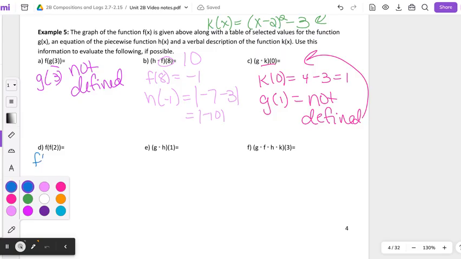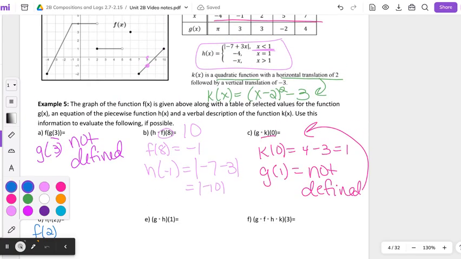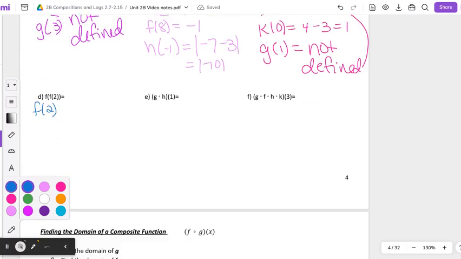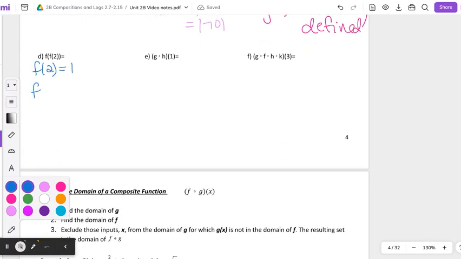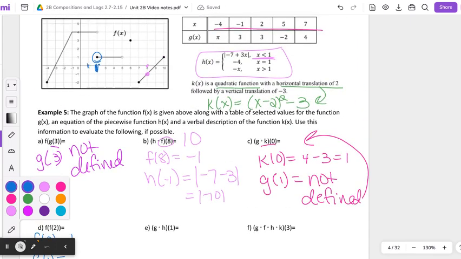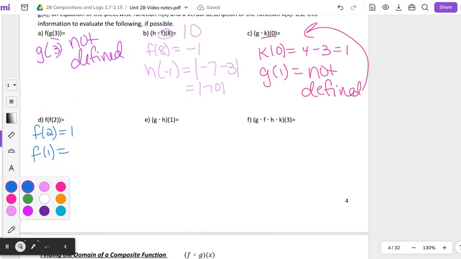All right, f of 2. So go to the graph. When the input is 2, the output is 1. The other one has an open circle, so that doesn't exist for it. Now we do f of 1, input of 1, output is 4.